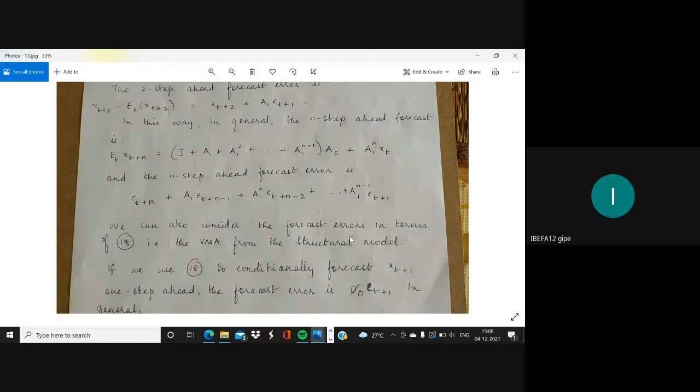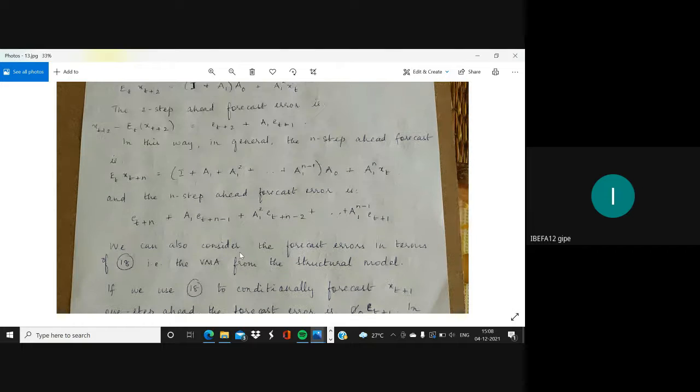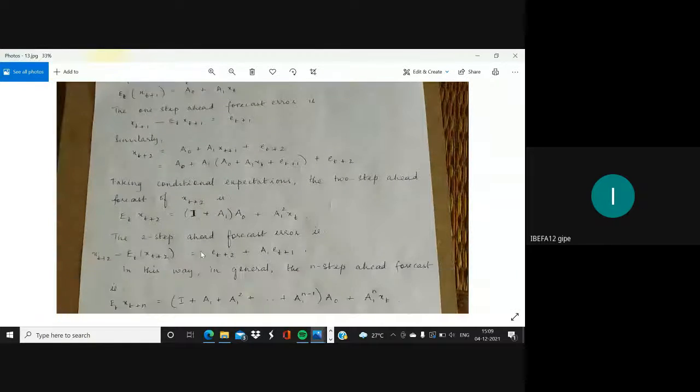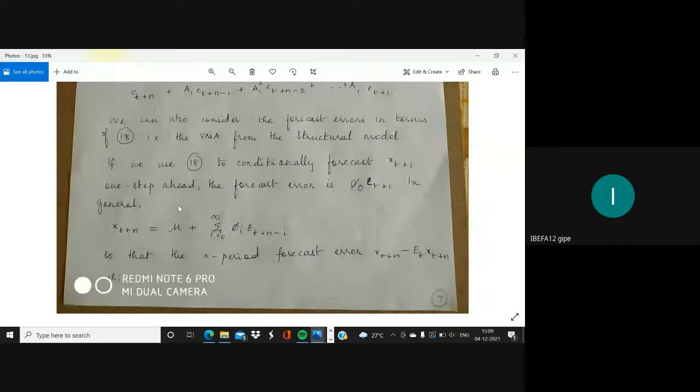We can also consider the forecast errors in terms of equation 18, which is the VMA from our structural model. VMA is basically the vector moving average representation that we were using yesterday. Remember that you're just iterating the whole time series in such a way that you will be able to get it in the form of some mean value and then the moving average error terms. I'll send you that set of notes by tonight, so that you all can see how exactly we are getting the VMA representation.